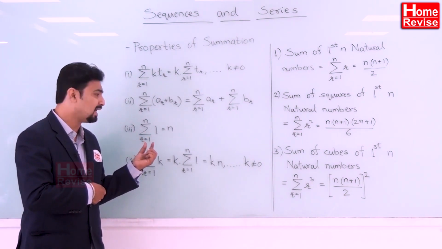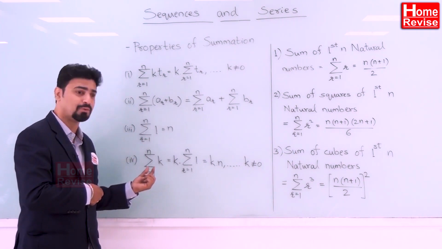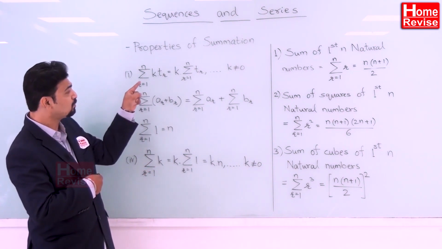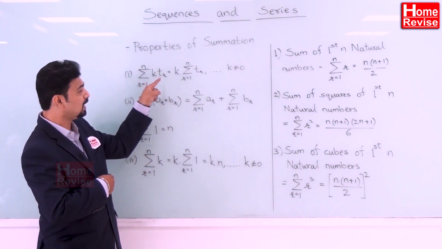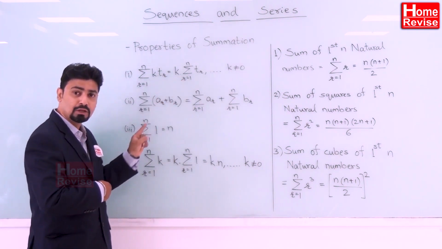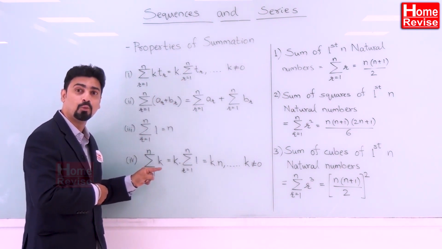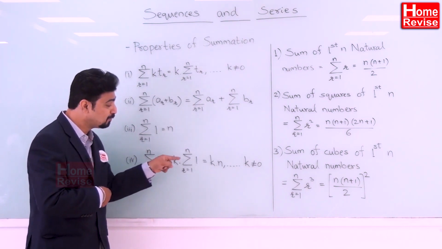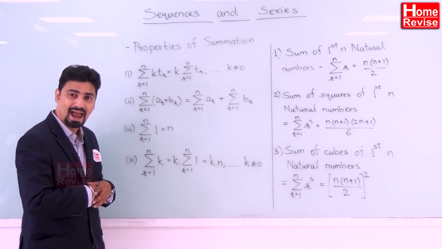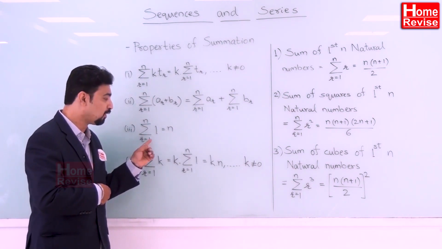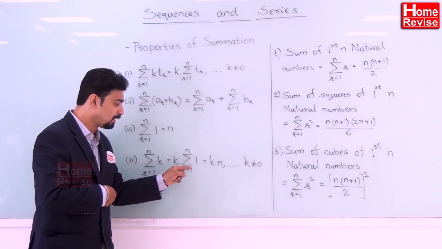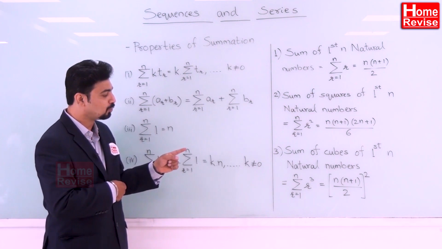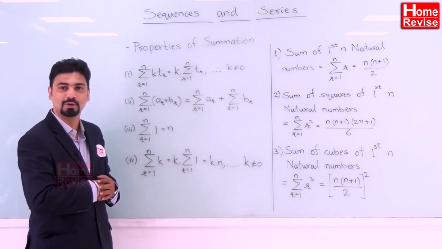From this, I can derive the next property where I have written summation from 1 to n of k. Now, from the first property, summation of k into tr was k into summation of tr. So here I can say k into 1. Summation of k into 1 is nothing but k into summation of 1, and the value of summation of 1 is n. So, k into summation of 1 will be k into n. Again, the condition is that k should be a non-zero number. K should not be equal to 0.